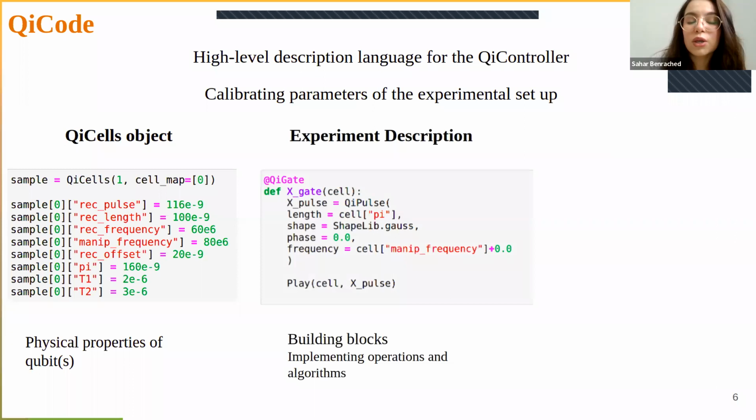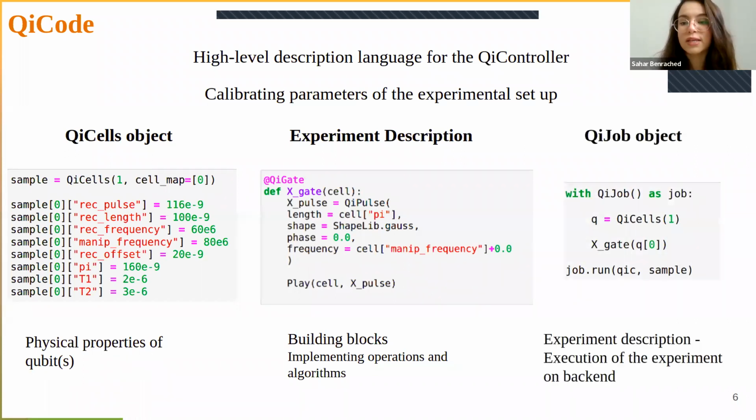And using the QISL's objects, we can design experiments and we can describe them. For example, in this case, we are describing the operation of applying an X gate using the properties of the qubit to, of course, have better accuracy for the execution of our experiment and therefore minimize the error at the time of the measurement.